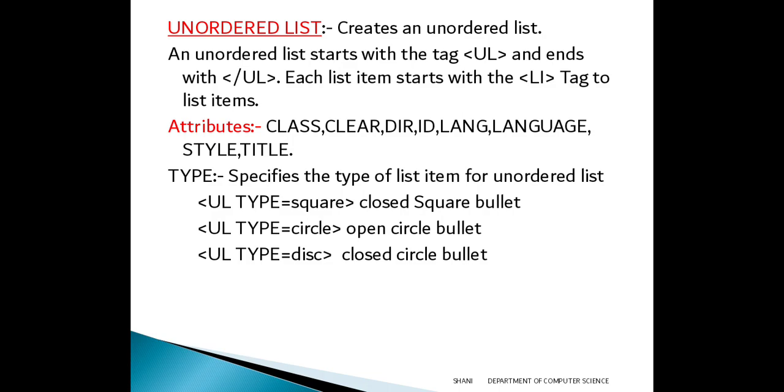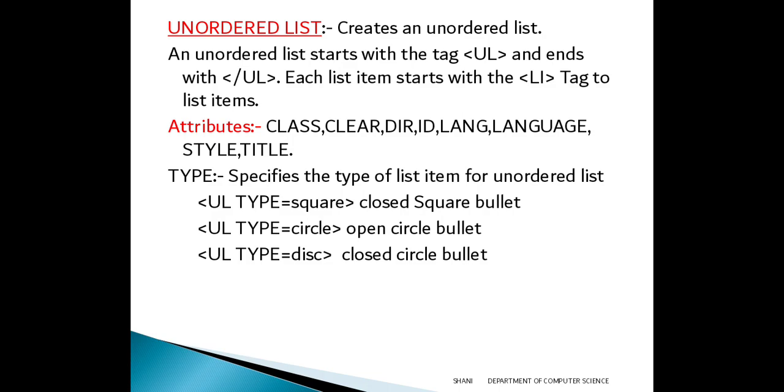Next we have the unordered list. It creates an unordered list. An unordered list starts with the UL tag and ends with the closing UL tag. Each list item starts with an LI tag for the list item. Here also it is the same thing, but there we have OL, here we have UL. The attributes are also the same.